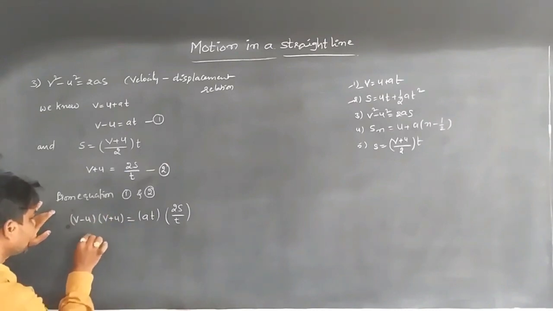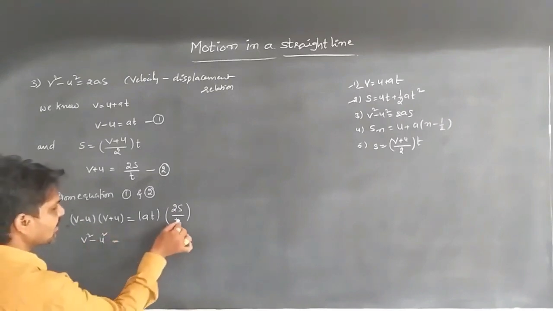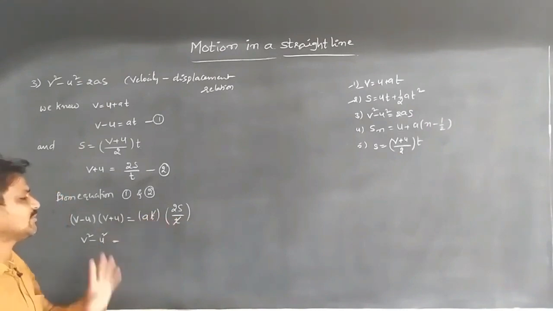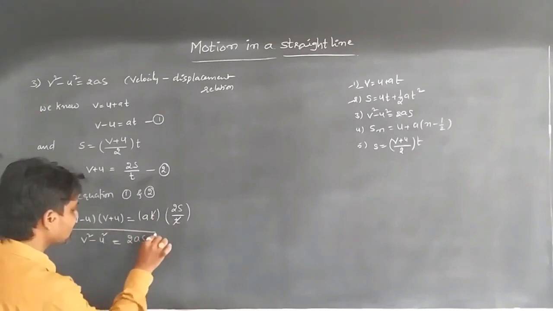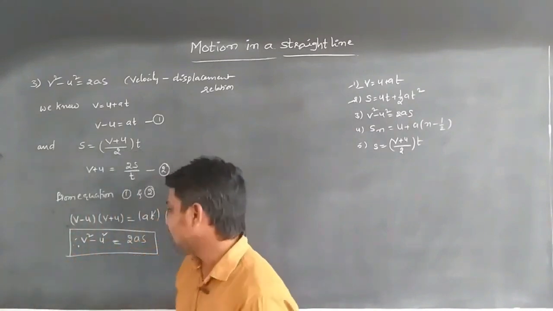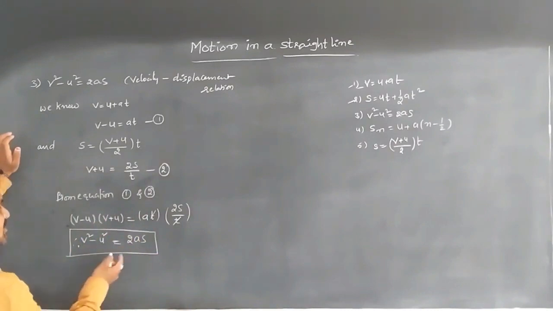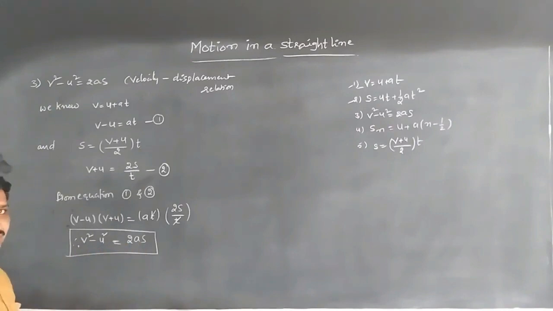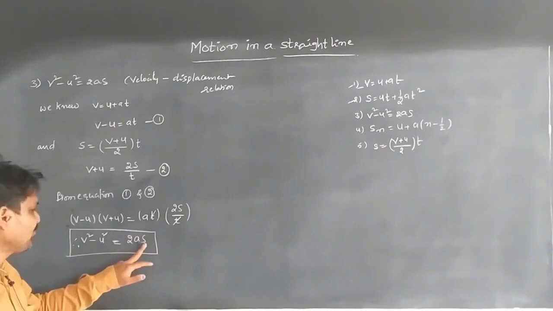So here a square is v square, and b square means u square. Then the denominator and numerator both have t, so the t will be cancelled. We get 2as. This is the third kinematical equation of motion, v square minus u square is equal to 2as. From this relation several equations can be derived, by rearranging we can get the value for acceleration as well as displacement.